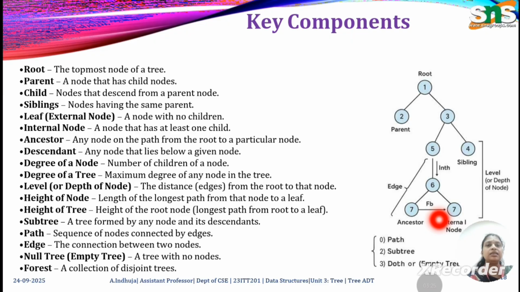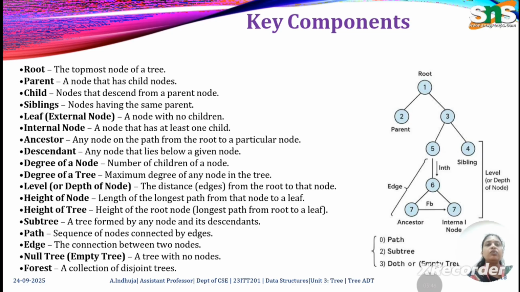Node 7 is the height of that node, so the height of that tree. For example, 1 to 3 is 1 edge, 3 to 5 is 1 edge, 5 to 6 is 1 edge, and 6 to 7 is 1 edge, totally 4 edges. So the height of the tree is 4. A subtree is a tree formed by any node and its descendants, as stated in the previous video.